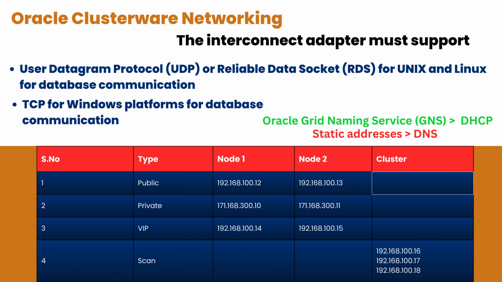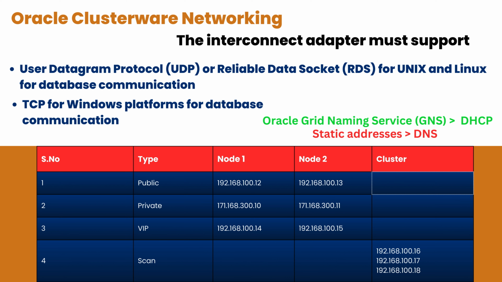For the public network, each network adapter must support TCP/IP. If we have a two node cluster, we must have one network adapter for public communication on each node and one network adapter for private communication on every node for internal communication between the nodes. Third is the virtual network address for each node, and last are three virtual IP addresses for Oracle SCAN for application connectivity.